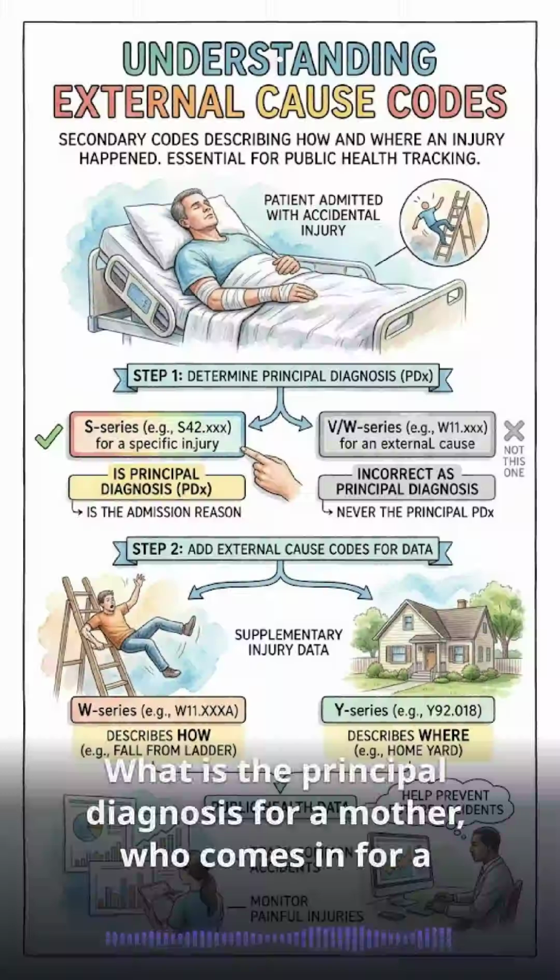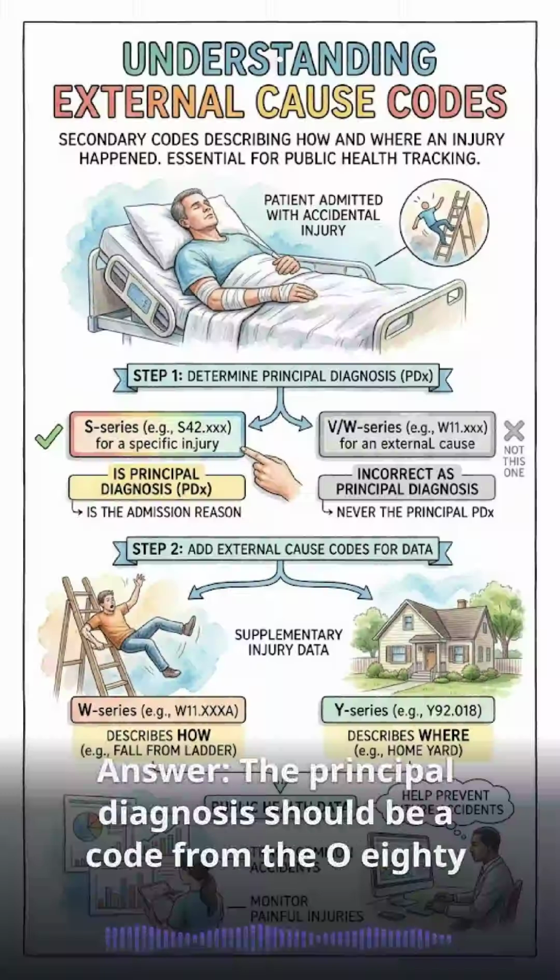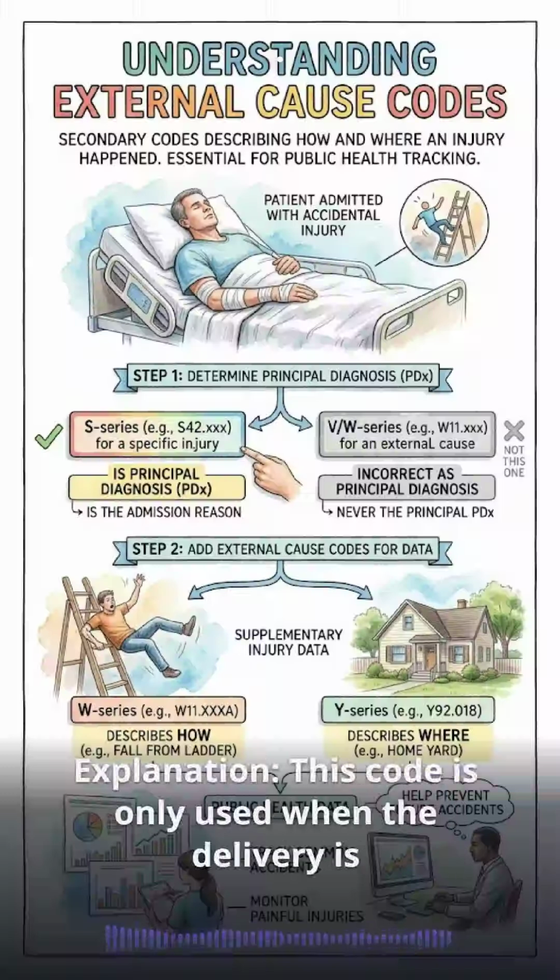96. What is the principal diagnosis for a mother who comes in for a normal scheduled delivery? The principal diagnosis should be a code from the O80 bundle for a full-term delivery. This code is only used when the delivery is completely normal, with no other medical problems.